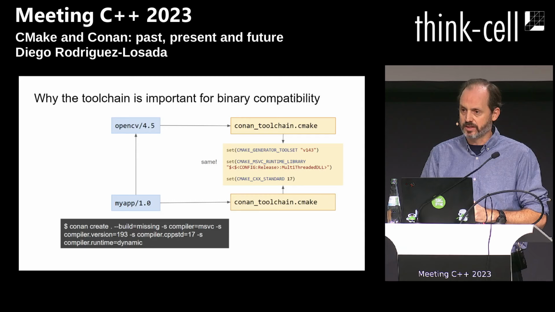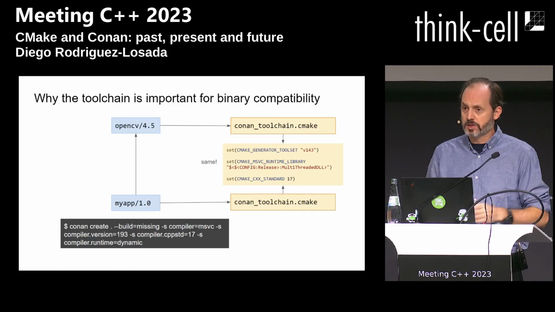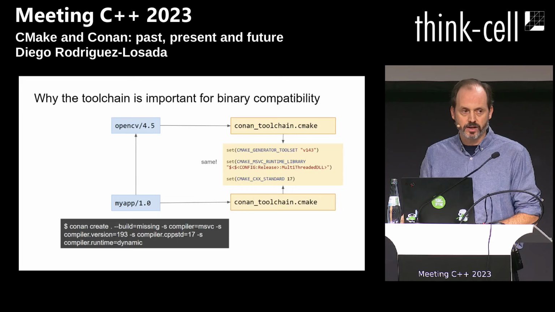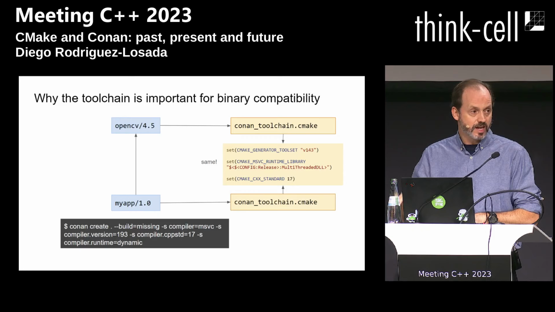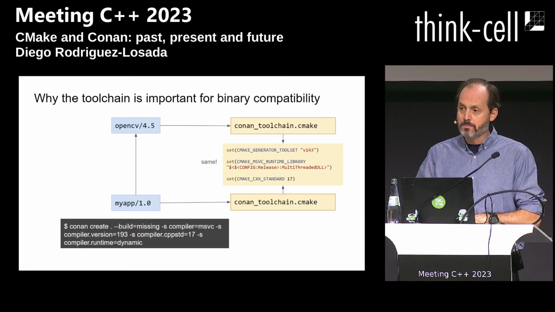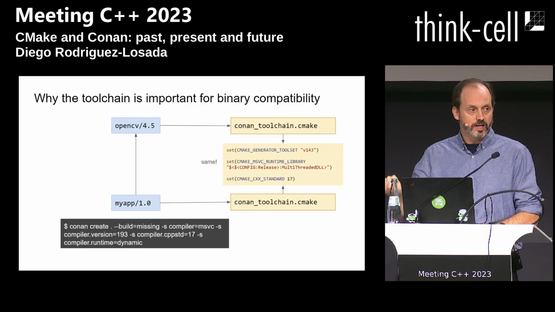But we have to consider now that we have dependencies. Let's say that this application depends on OpenCV. Okay? And let's assume that for OpenCV, I don't have a precompiled binary for my configuration. So OpenCV needs to be built from source in this case. How do I guarantee that the binary for OpenCV is binary compatible with my application? It needs to be built with the same toolchain, basically with the same compiler settings, the same flags, is the only way. So when I'm building OpenCV, I need to be able to pass to OpenCV, hey, you need to build yourself with this toolchain.